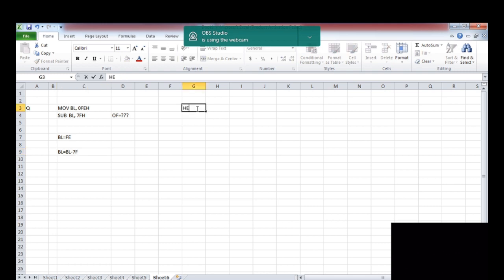The value in hexadecimal is FE. The decimal value will be 254. And what is it in signed arithmetic?